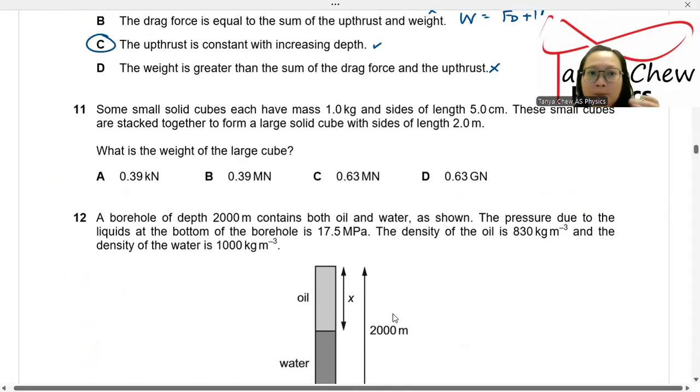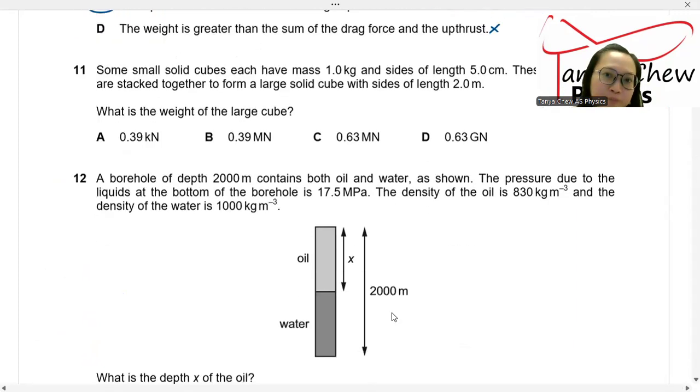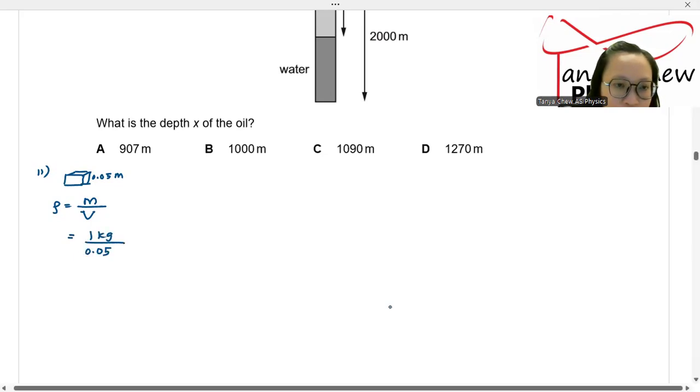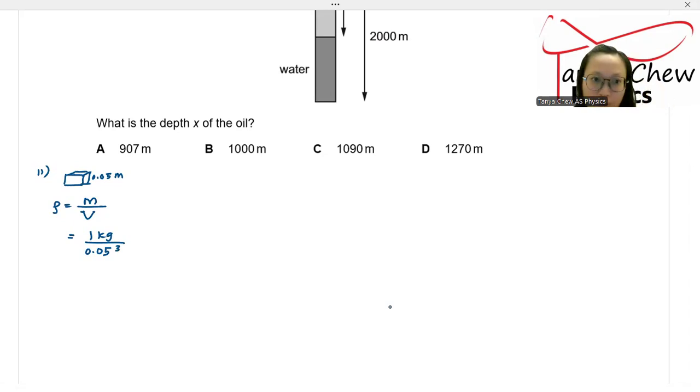From here, because they're talking about the same cubes, I'm going to find the density. Density is equal to mass over volume. So the density of this cube, mass of this cube is 1 kilogram and the volume is 0.05 cubed. They have already told you this is a cube, right? A cube has the same side length. Therefore, you're supposed to get 8,000 kilogram per meter cube.